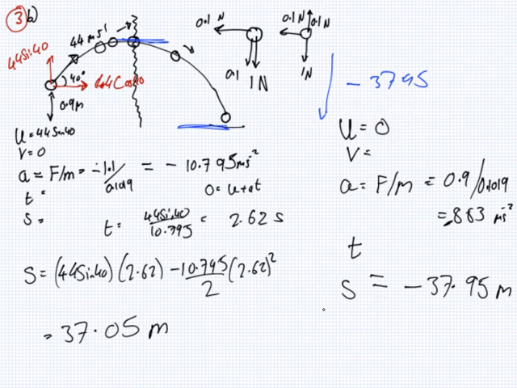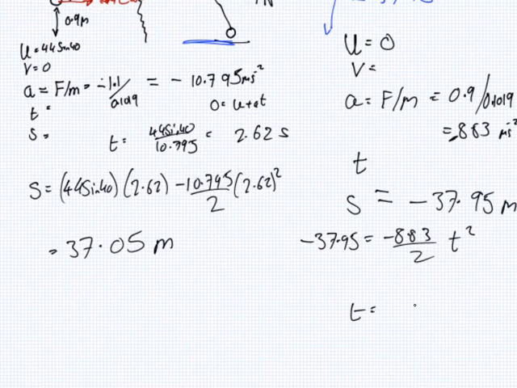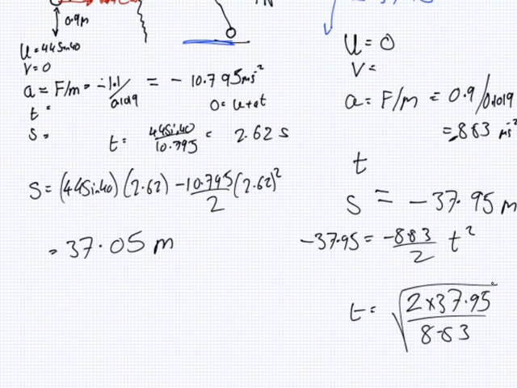Give me the T. S equals UT plus a half AT squared. Great. So the T here will be 2 times 3.795 over 8.83, square root. What's that time?